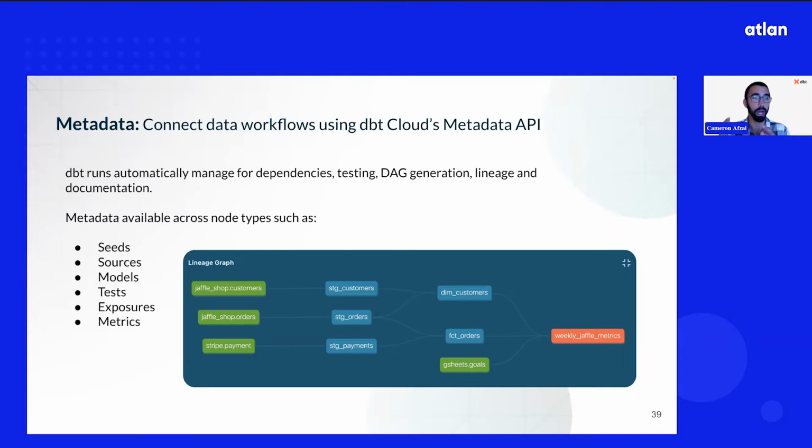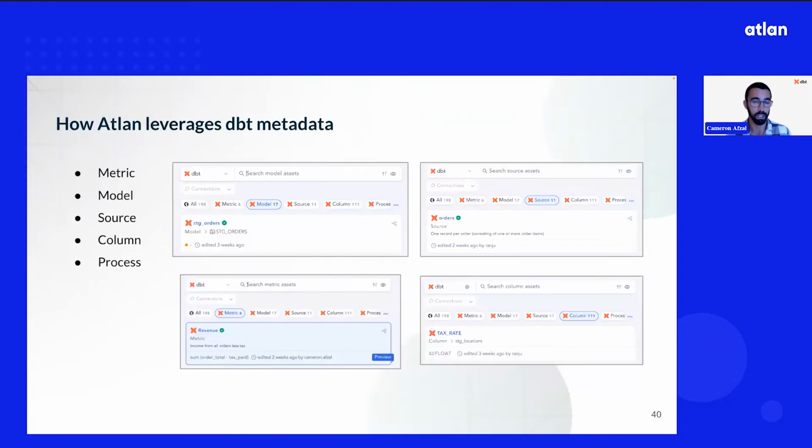There's even a sort of feedback loop here, like we'll talk about in a second. In a tool like Atlan, you can define, let's say, a verified metric or a verified model in your dbt project, represent that in Atlan, and iterate from there. Here's how Atlan leverages dbt metadata.